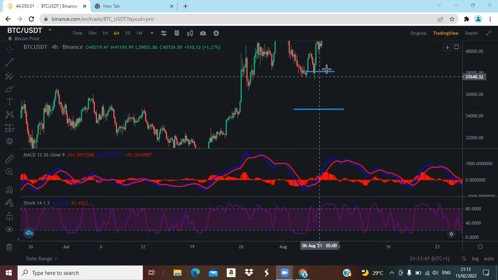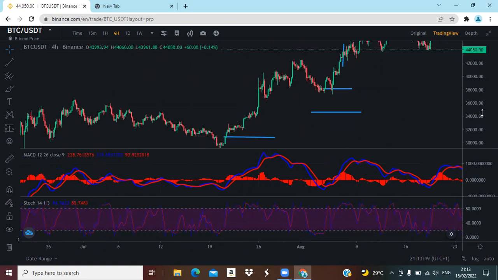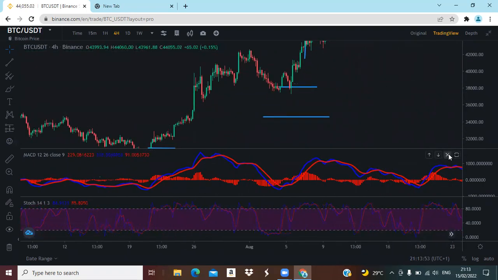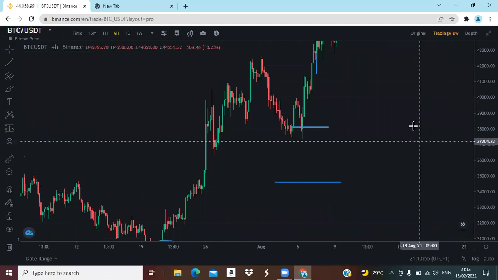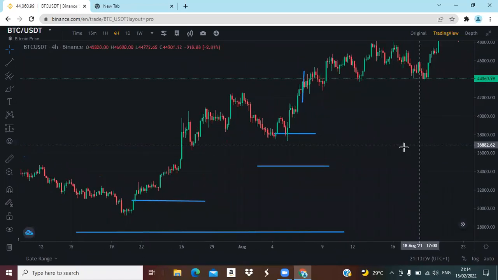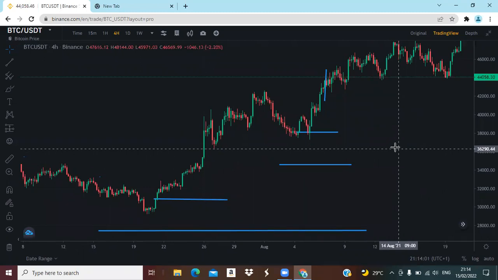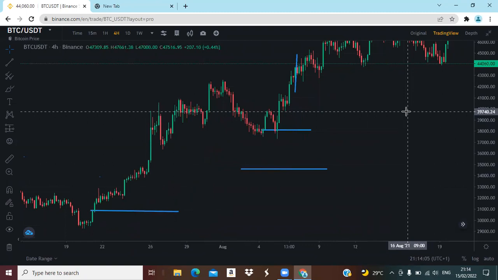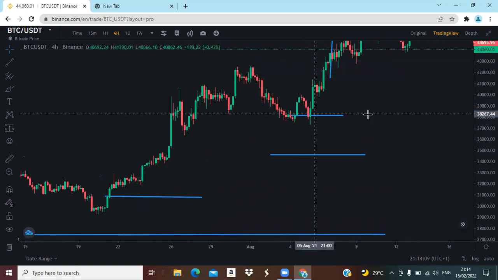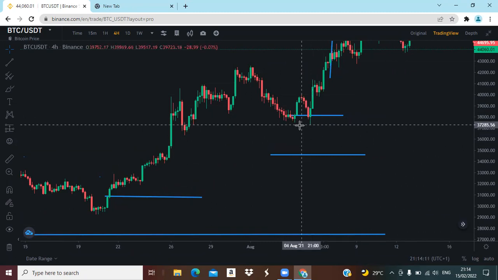Now, let's say, for example, in this case, let me remove all this. We don't need all these indicators now. Let's say you see this trade and say, okay, I want to take this trade here. You take this trade here, and then you place your stop loss.